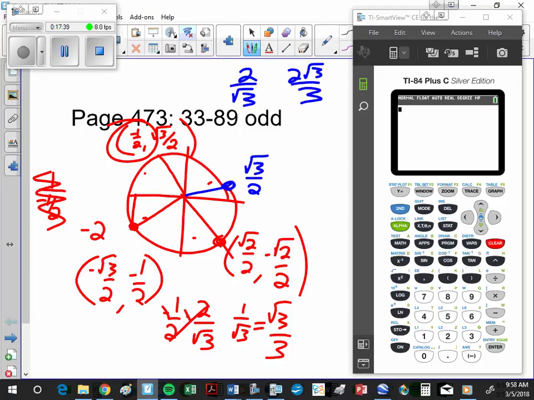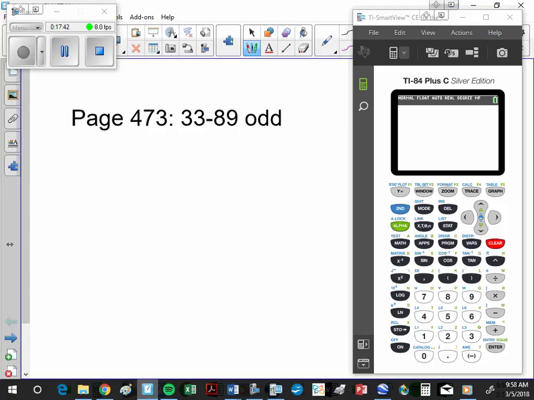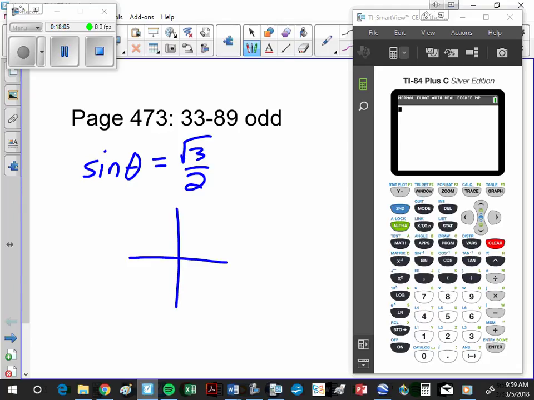All right. Look at 70. It tells us that the sine of theta is root 3 over 2. And the question says, find all possible angles where that happens within one rotation. So you can see it gives us a domain, stay between 0 and 360. So in this rotation here, how many times do I hit a y value of root 3 over 2? Twice.